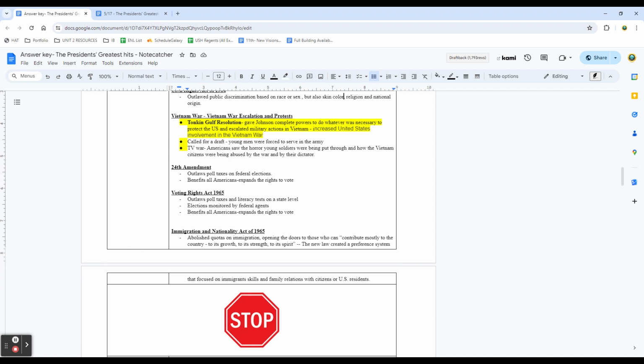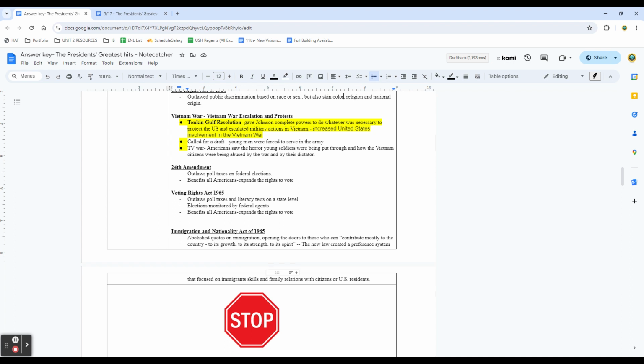Lyndon Johnson also passes the Immigration and Nationality Act in October 1965. This abolished the national origins quota system. It diversified U.S. immigration. There still will be a limit on how many immigrants can come to the United States, but it's not a race-based country of origin quota system like had taken place in the early 1900s.